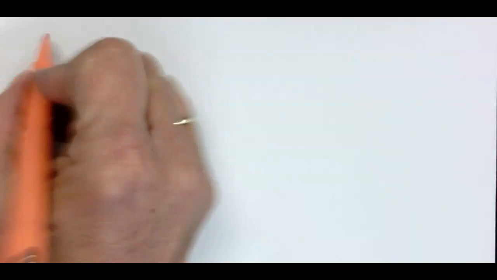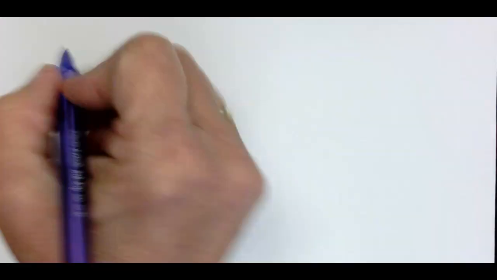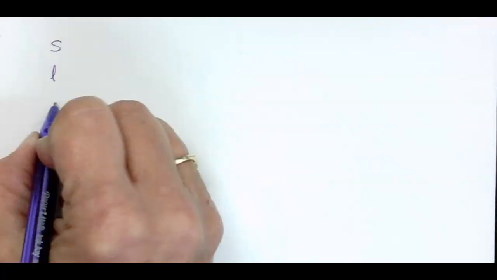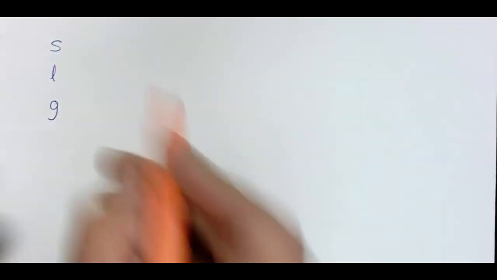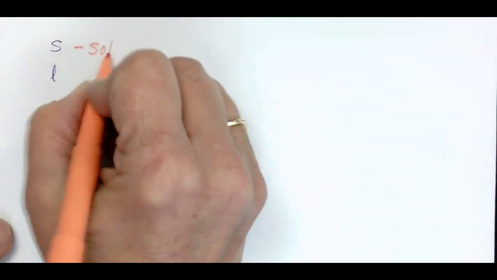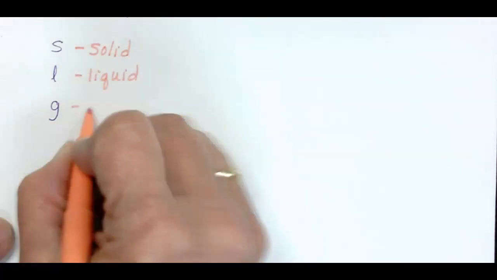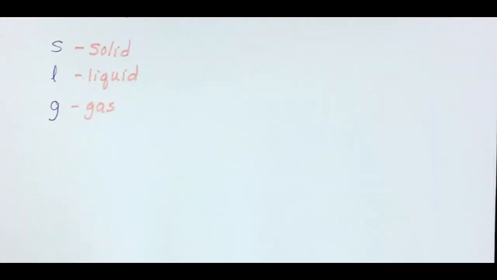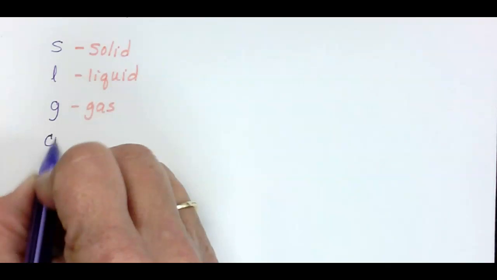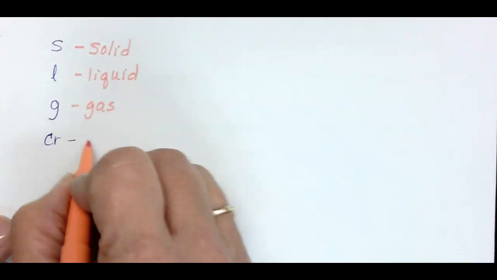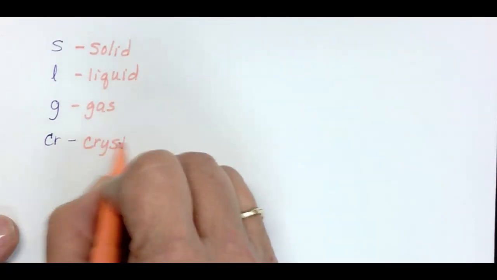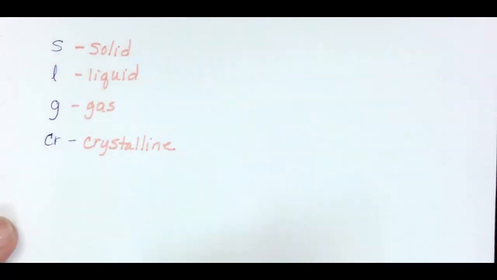Okay, so let's start with the easiest. So if I have S, L, G, those should be very familiar to you, which means that this is in its solid form, its liquid form, or its gas form. Okay, so those are three basic ones that we see. So let's talk about a few harder ones maybe. CR is one that you may not have seen so far, and it is called crystalline. In other words, that might be like a salt crystal.